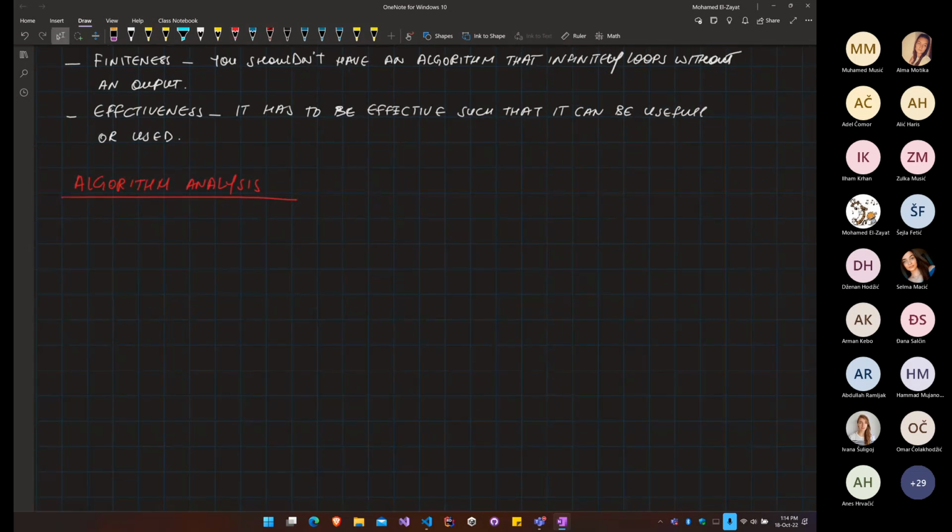Let's get on with the analysis. So when we analyze an algorithm, we analyze it against several things here. One is time. How much time will it take to execute?